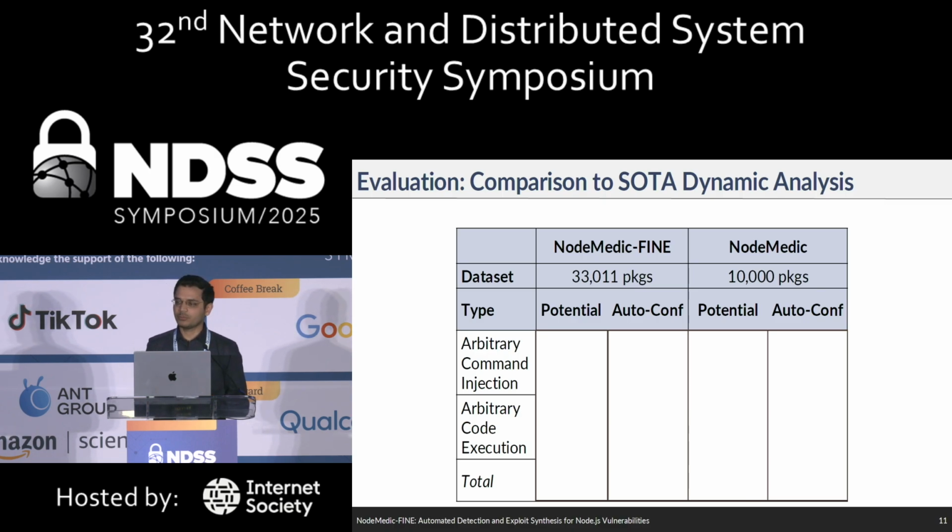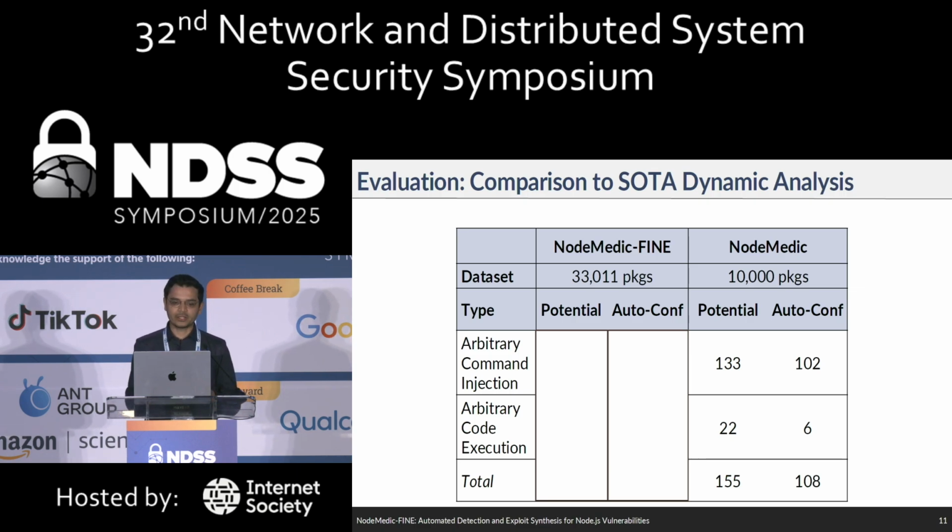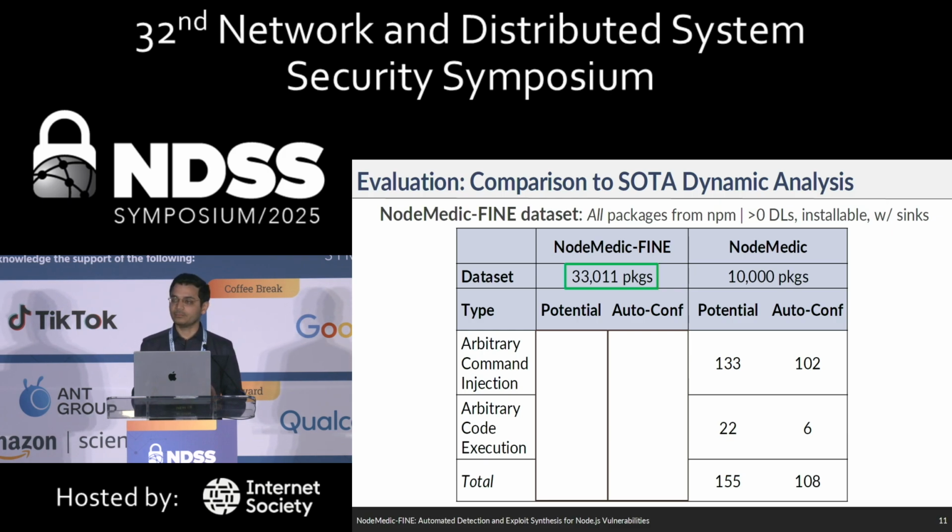Let's take a look at how it performs in practice compared to our prior Node.js dynamic taint analysis, NodeMedic. In our previous paper, NodeMedic analyzed 10,000 packages randomly selected from NPM, finding over 150 tainted flows, of which 108 could be automatically confirmed. With NodeMedic-FINE, we've expanded the dataset to include all packages from NPM with more than 0 downloads that passed our filters, such as checking for the ACE or ACI sinks that we analyze, for a total of about 33,000 packages.